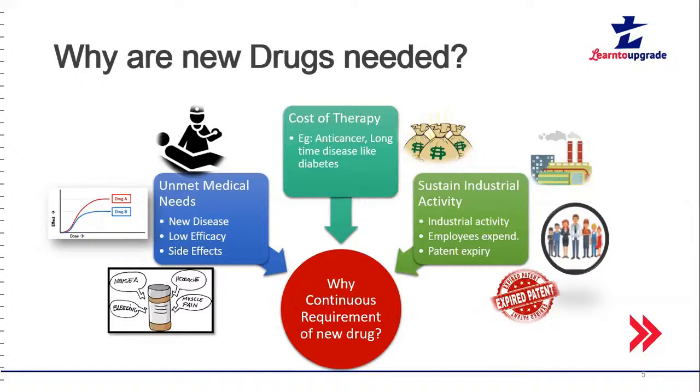See, for long-term diseases like cancer, diabetes, blood pressure, or any other disease on which we need to take the drug for a long time, we need to continually spend money. This directly affects our monthly budget. So we need to keep a tab on the cost of therapy.